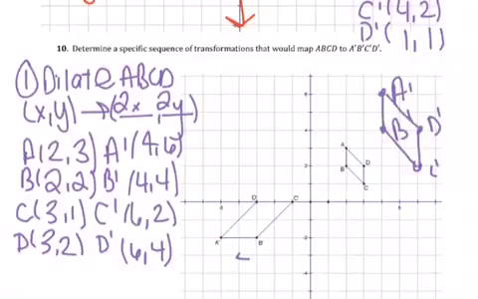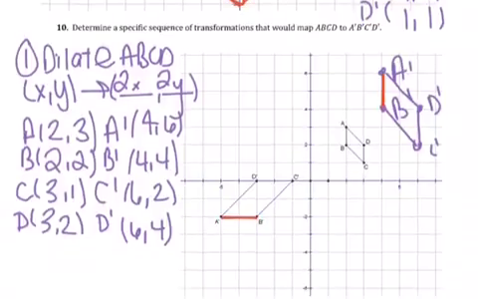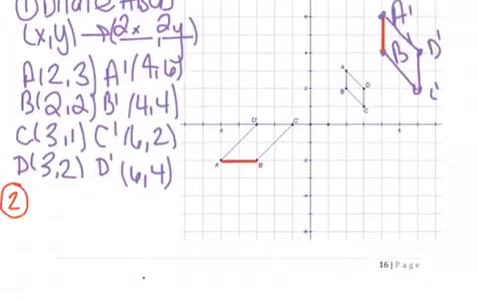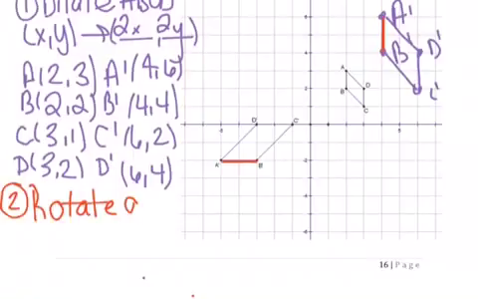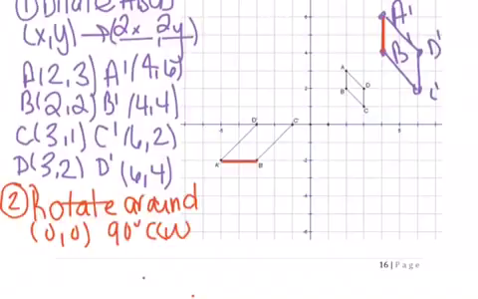Okay, so now to figure out what to do next, I need to think about what other transformation I clearly need to do to my primes to get to my image. And when I look, I notice here that AB is a vertical line segment and its image is horizontal. So I'm going to get this rotation out of the way because I know we all love rotations. So we are going to rotate around the origin to keep it simple, 90 degrees counterclockwise.